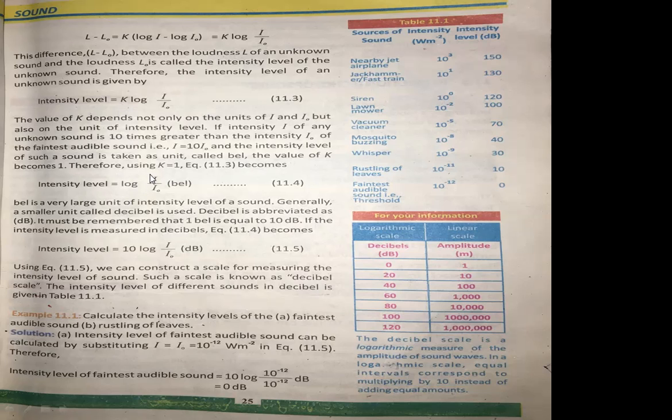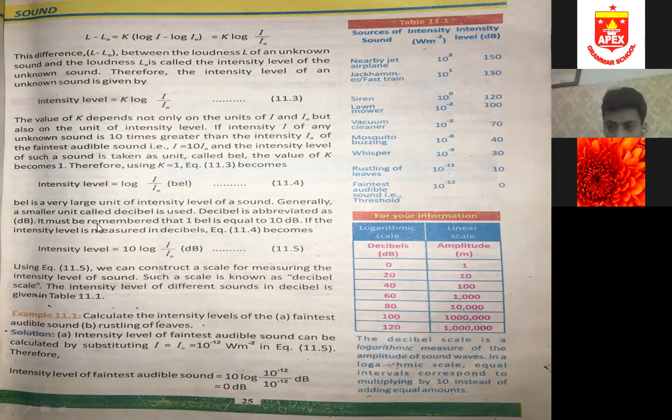The intensity level of sound is taken in a unit called bell, where the value of k becomes 1. If I put k equal to 1, then my equation 11.3 becomes log I over I naught, and this is called bell. And if I replace it with 10 times log I over I naught, this is called decibel. Bell is very large.